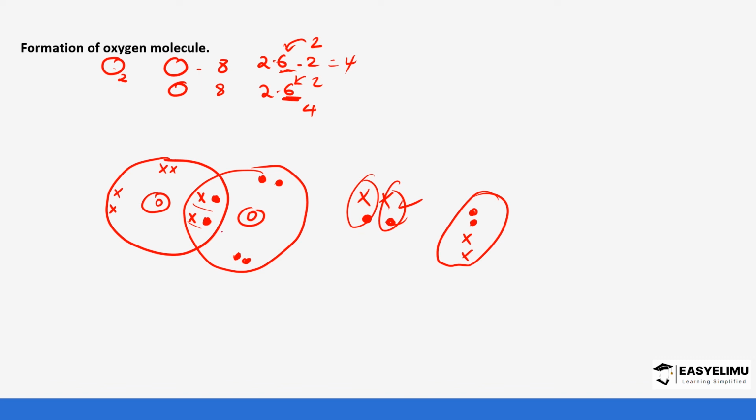So if you count the number of electrons in each oxygen atom, you notice they are equal. So let's count in this first oxygen. It is 1, 2, 3, 4, 5, 6, 7, 8. Let's count in this second: 1, 2, 3, 4, 5, 6, 7, 8. So it is correct. Let's look at a molecule formed by different atoms or elements.